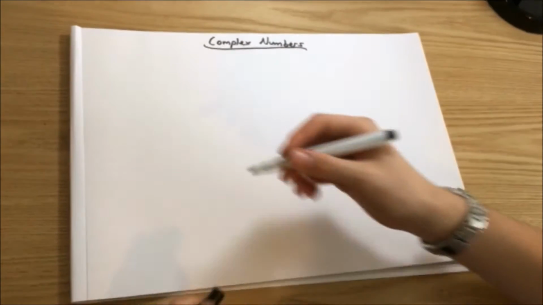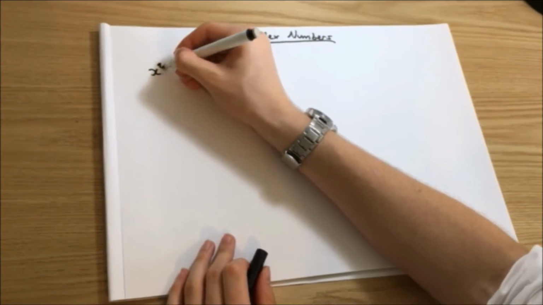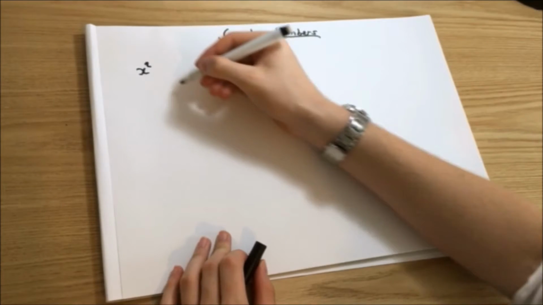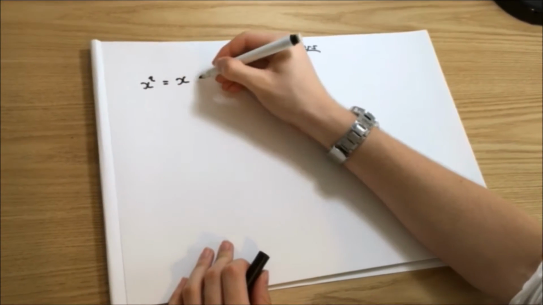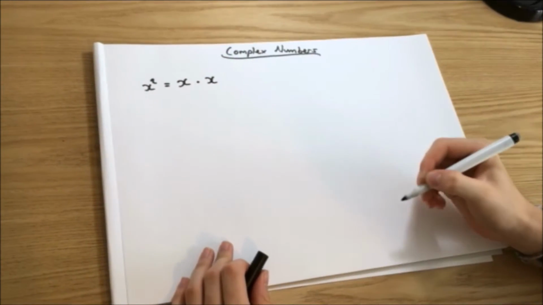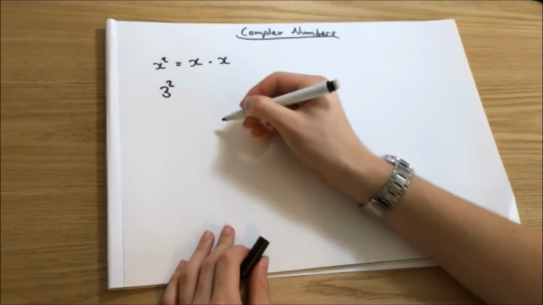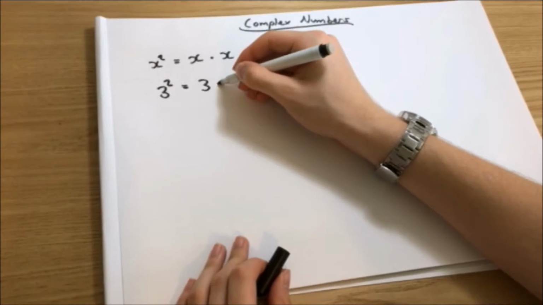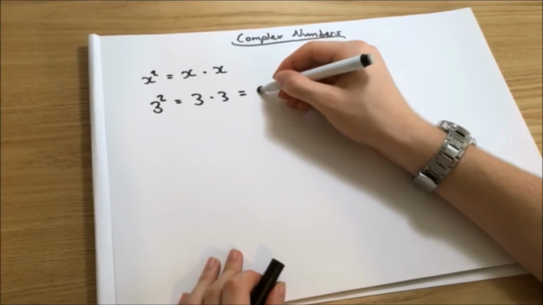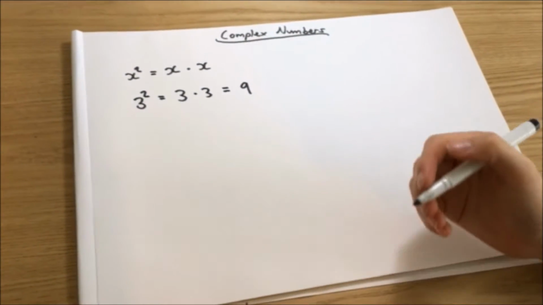First, we need to talk about squaring numbers. Squaring numbers goes like this. Let's say we have a number x and we raise it to the power of 2. That means x times x. So for example, if we have 3 squared, that means 3 times 3, which is equal to 9. So 3 squared is 9.